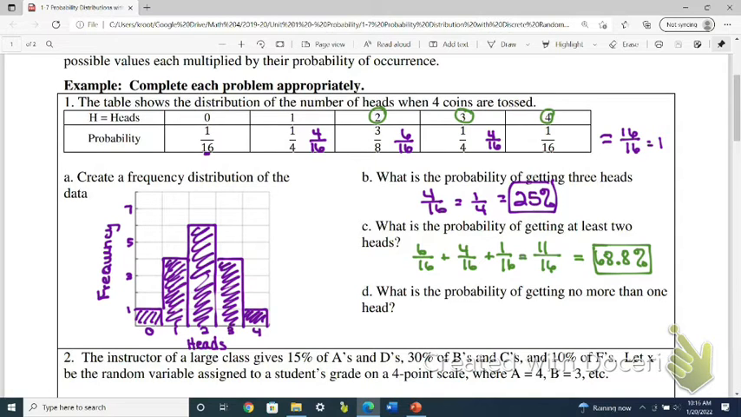And what is the probability of getting no more than 1 head? So no more than 1 means 1 or less. So that's here and here. So that is 1/16 plus 4/16, which is 5/16, which is 31.3%. Let's take a look at example 2.